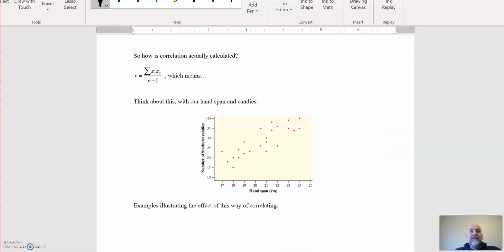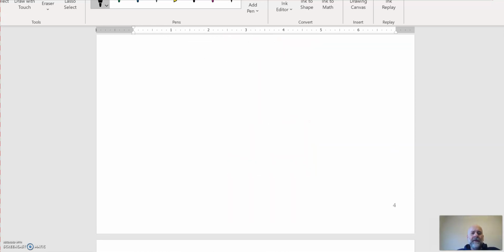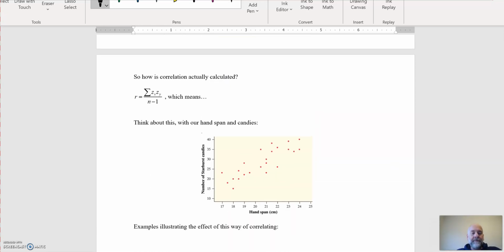So how is it actually calculated? I was just thinking about how far I want to go on this. The way it's calculated is with this formula. It's adding up all the z's and x's, z's and y's, multiplied together, and then dividing by n minus 1. And somehow that gives you a number between -1 and 1. I'll admit I have never studied the math of this to show that it would be between -1 and 1. Like, how does that work? But it does. So what does that mean?